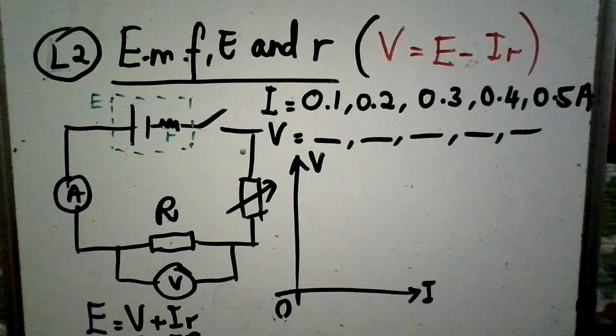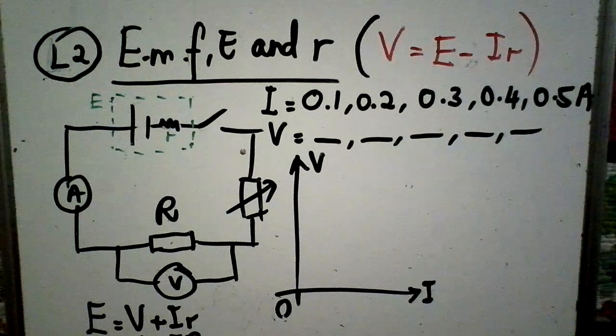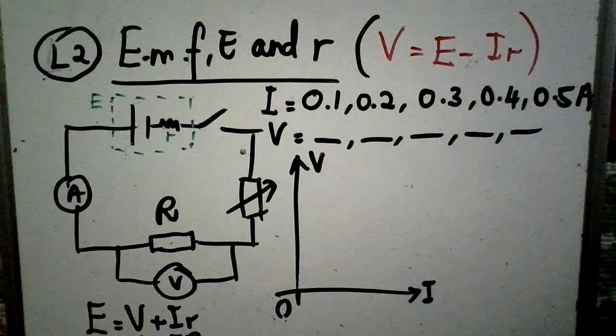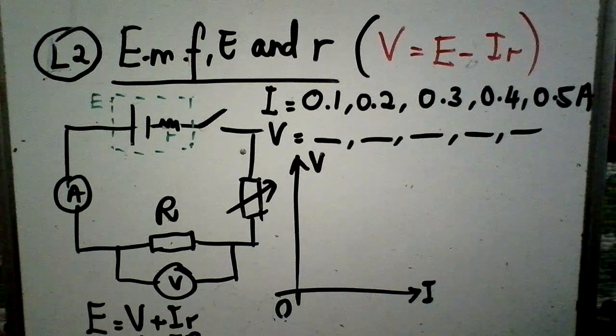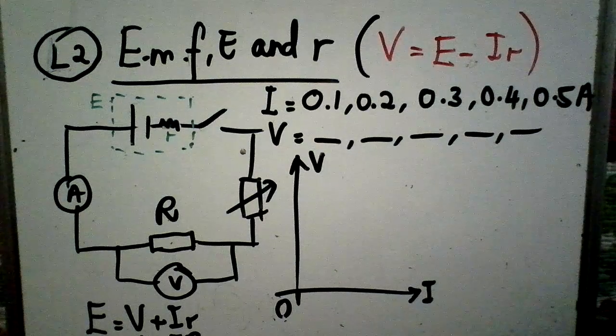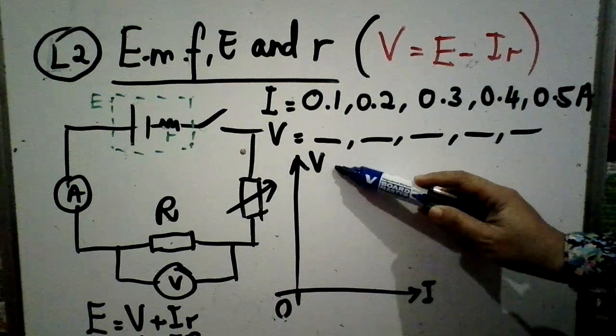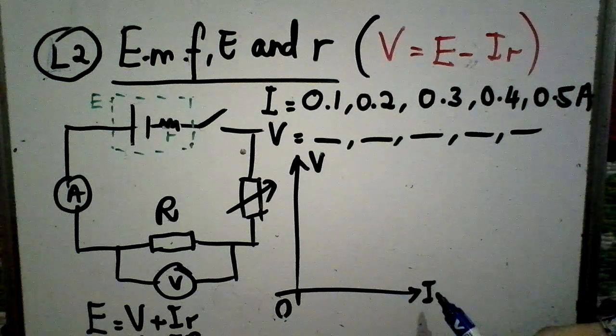Okay, continue lesson 2 on the topic of EMF E and internal resistance r. Okay, let's say we want to carry out one experiment to show the relationship between the reading of the voltmeter and the current.